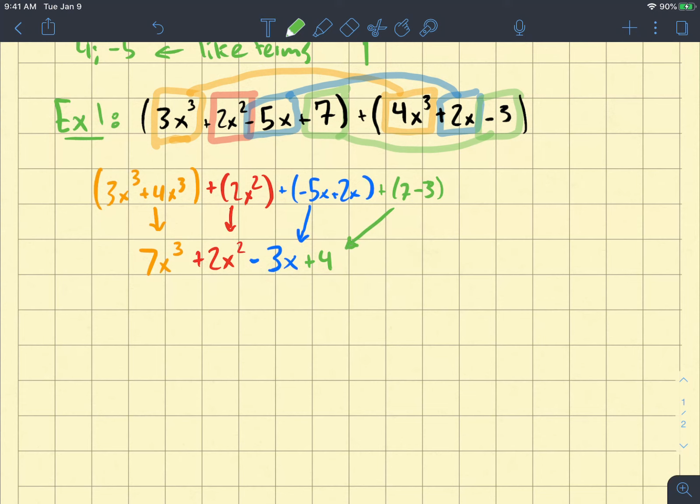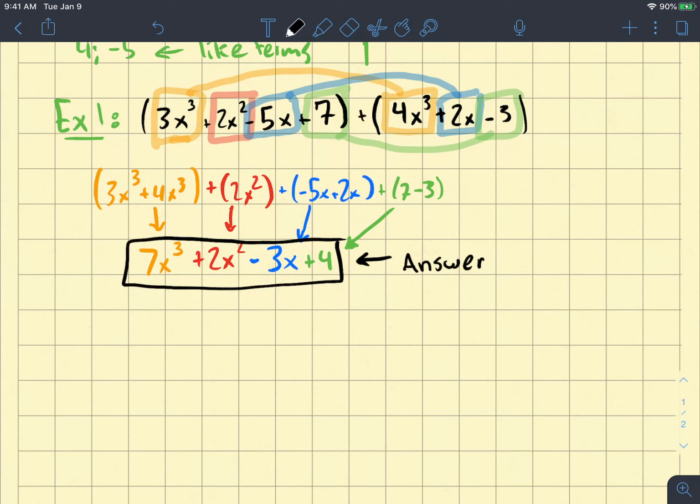All right. And the reason we bring the negative, we have a negative here, is because if you have plus or negative, then you just carry out the negative. And remember, you want to keep the signs in front of the numbers. So this here is our answer. And remember, you always want to write your answer in standard form, so from highest polynomial to lowest polynomial.